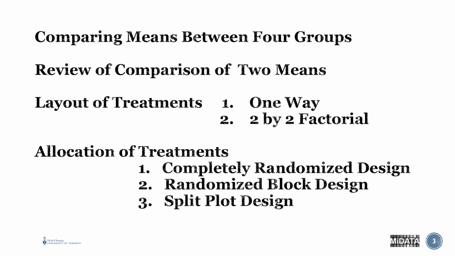We're going to look at the different layout of treatments, a one-way and a 2x2 factorial. And then we're going to have the allocation of treatments in a completely randomized design, a randomized block design. We've seen both of these to date. And finally, the split plot design.